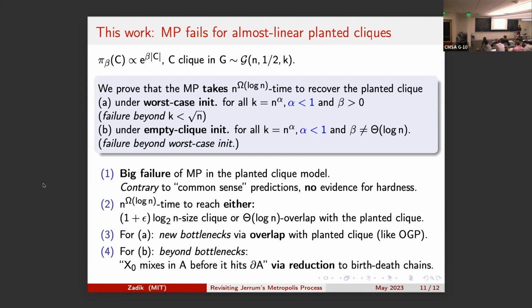No, this is true. Exactly. It's hard to define even local because it's a dense graph. So what would it mean to be local also? So it's a little bit complicated, the question.